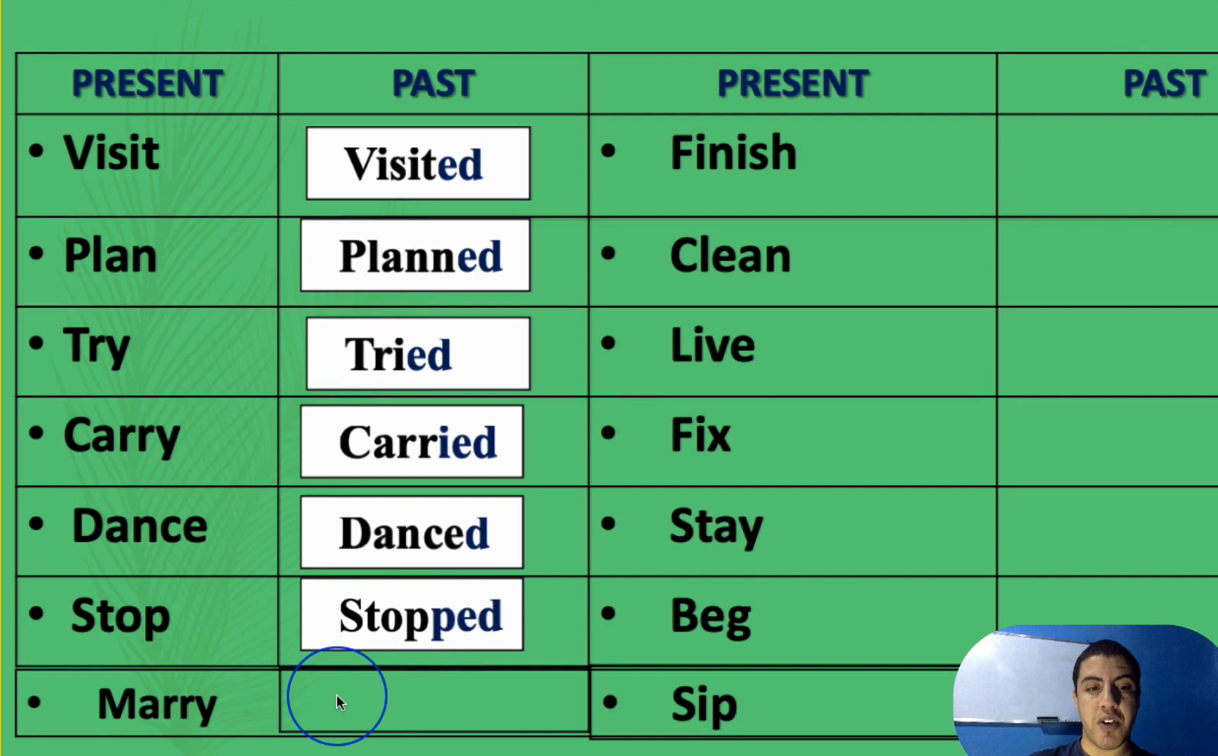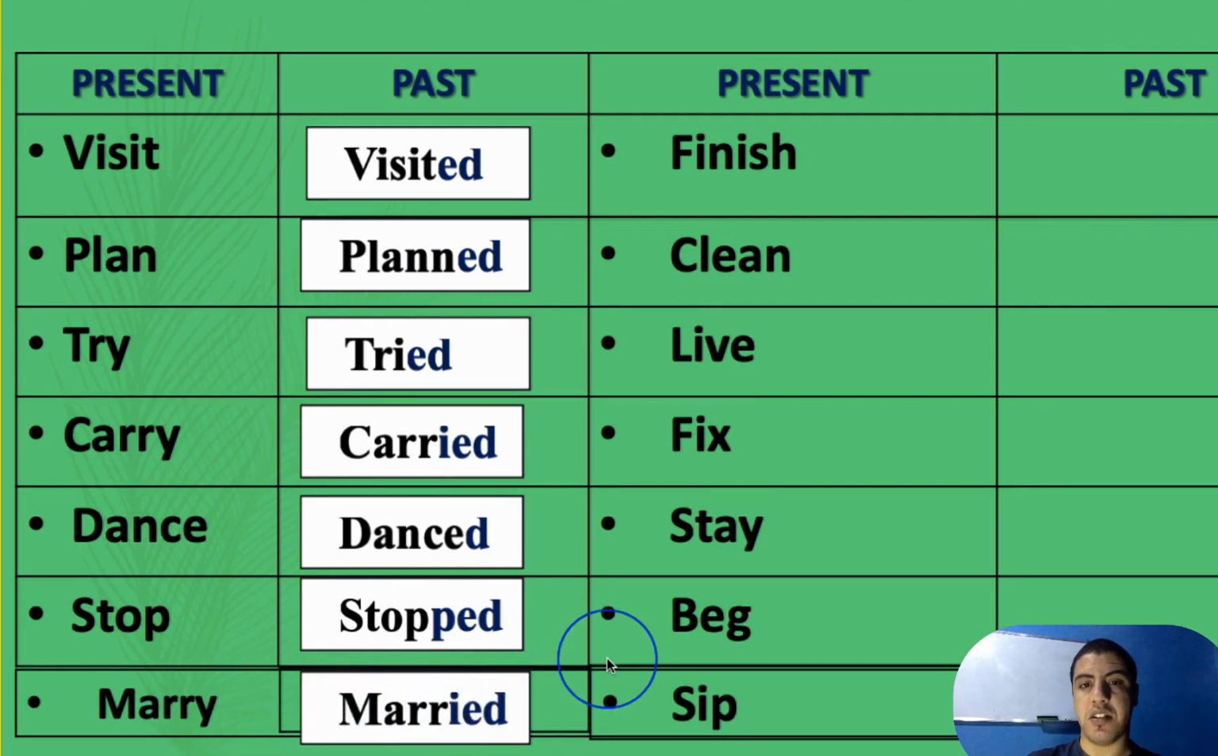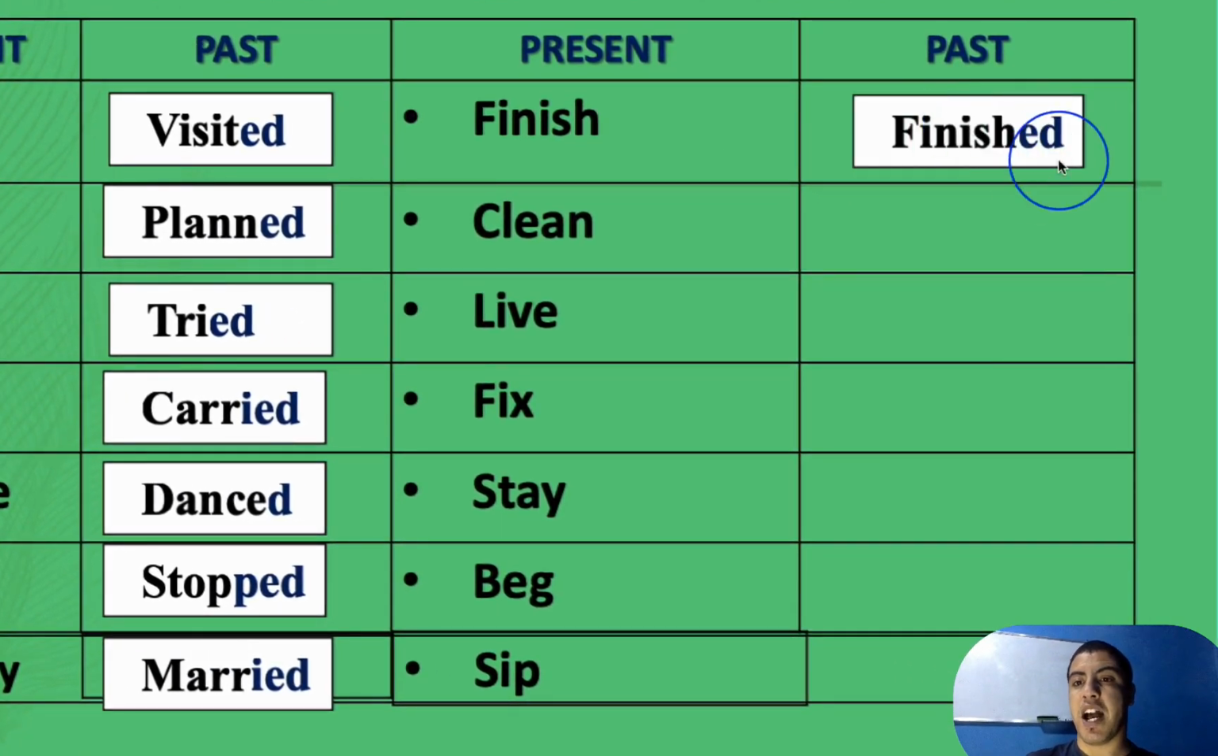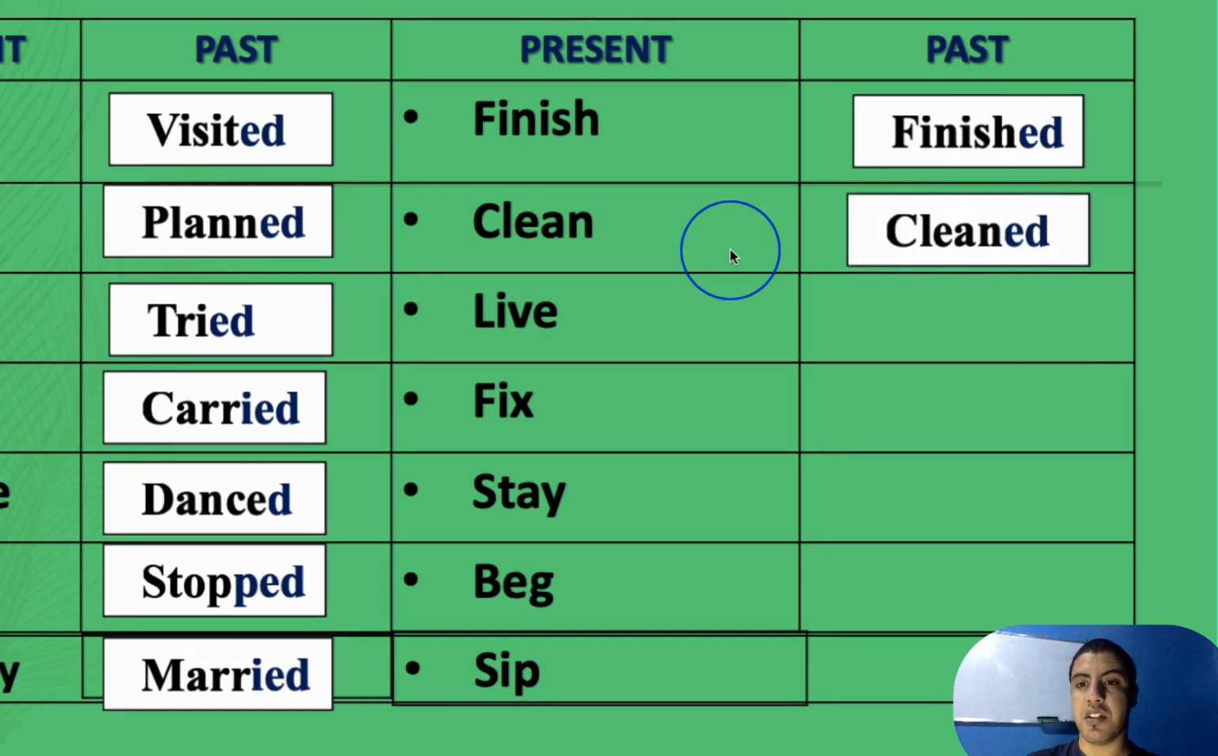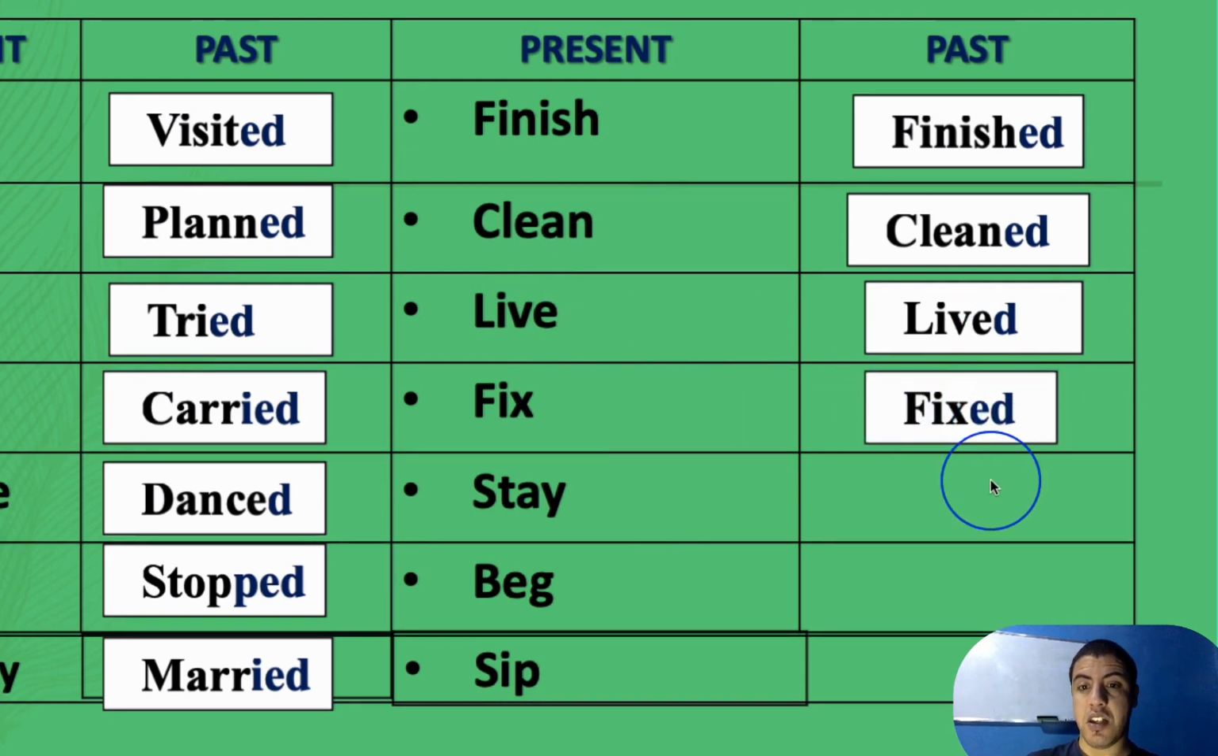Marry again, so we have Y, and before Y we have a consonant, so we delete Y and add I-E-D. Finish, so we have finished, ed here, no problem. Clean, it is cleaned, ed. Live, so we have lived. We have d because we have e at the end, so normally we need just to add d. Fix, so it is fixed, ed.